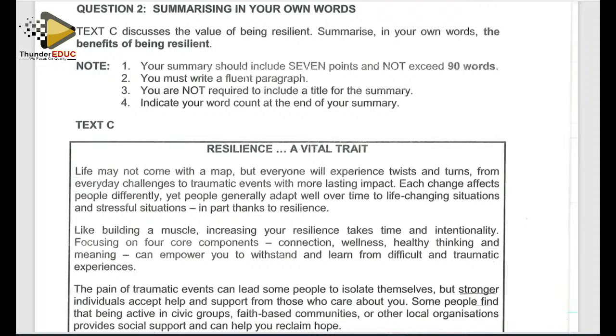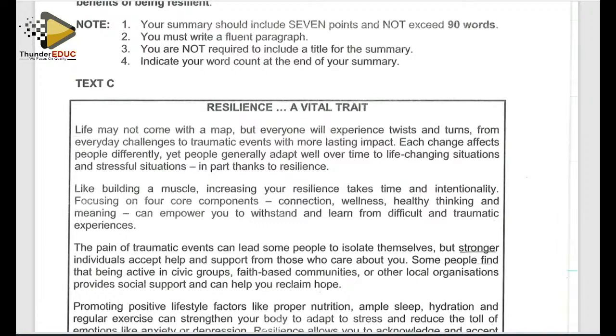Our summary should include 7 points and not exceed 90 words. You must write a fluent paragraph, and you are not required to include a title for your summary. Indicate your word count at the end of your summary. You do not exceed the word limit. Please, let's confine ourselves to the 90 words, because in 7 points, you must have a fluent paragraph. Connect your paragraph so that you can maintain fluency.